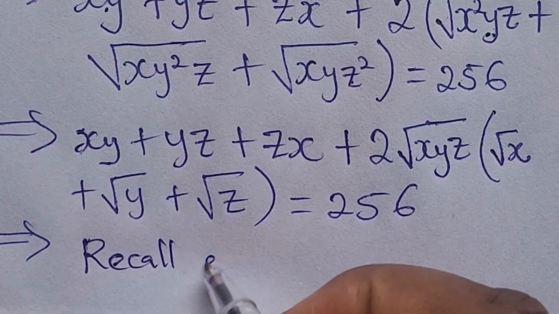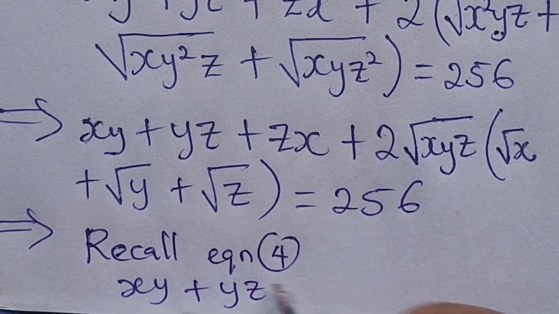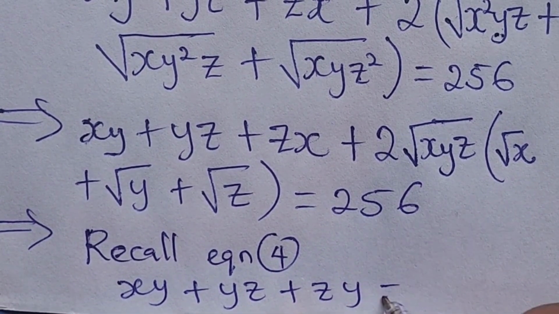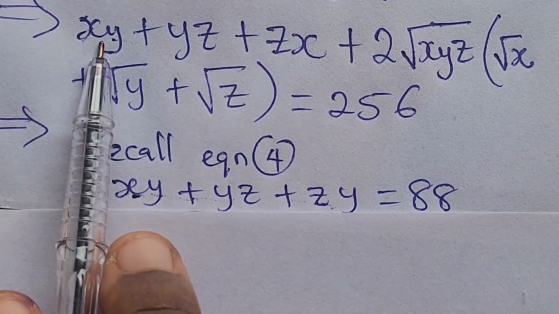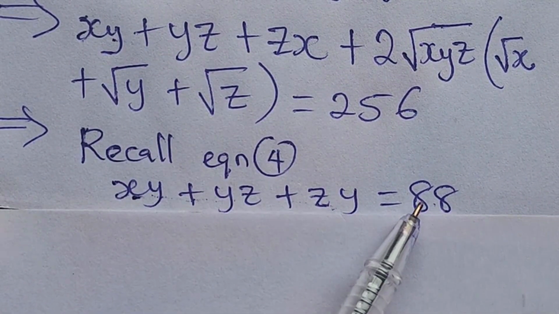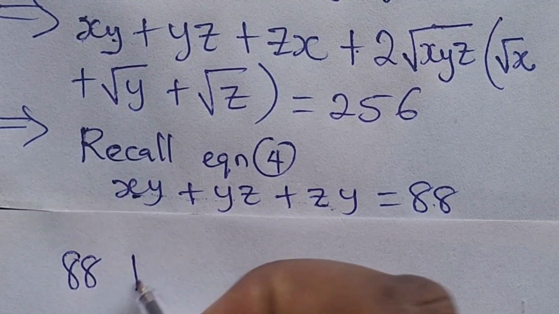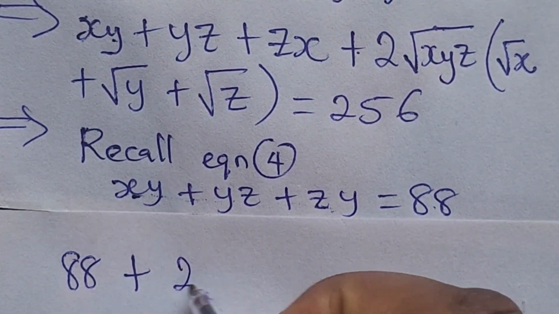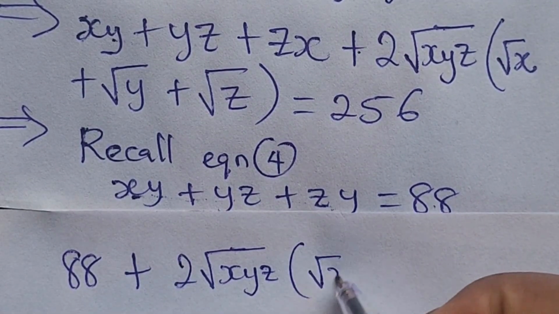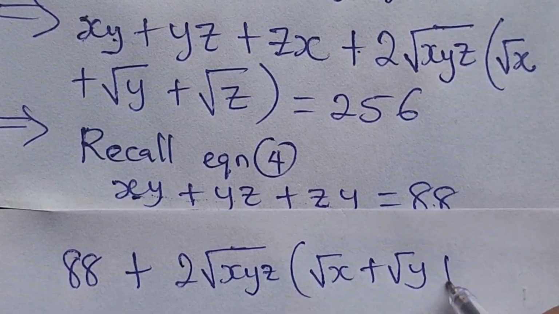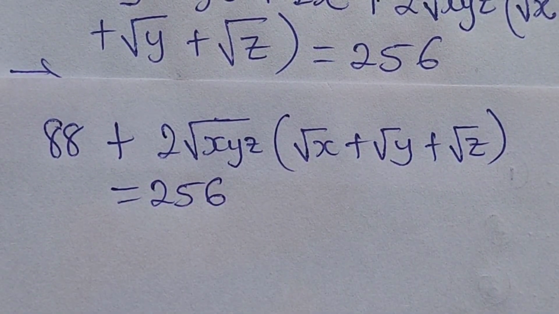When we recall equation 4, we have xy plus yz plus zx to be equal to 88. So we'll be replacing it here. Our xy plus yz plus zx is 88, so we have 88 plus 2 root xyz times root x plus root y plus root z equal to 256.